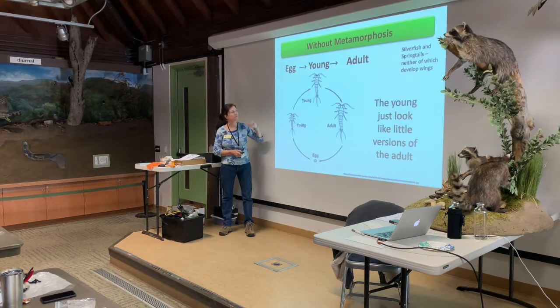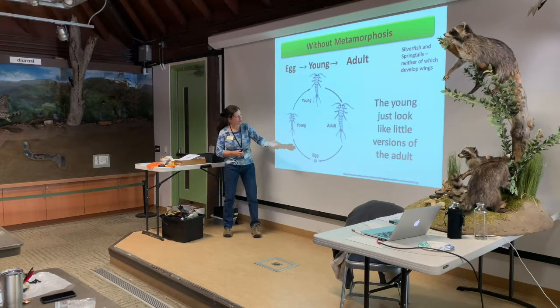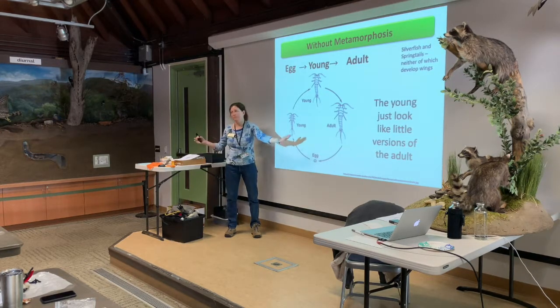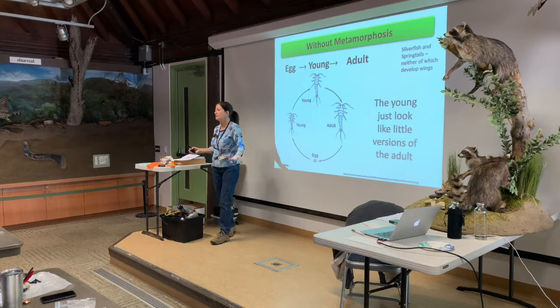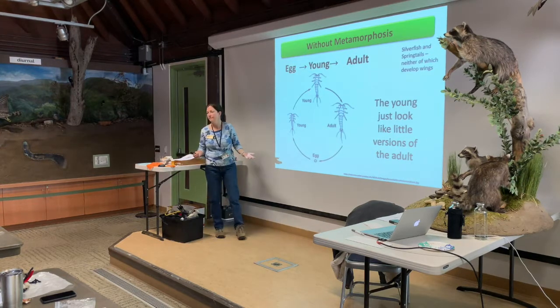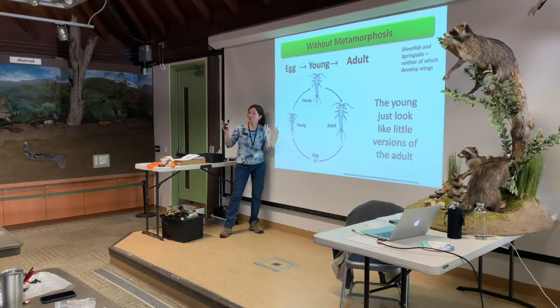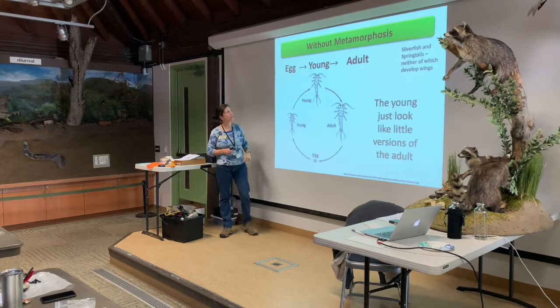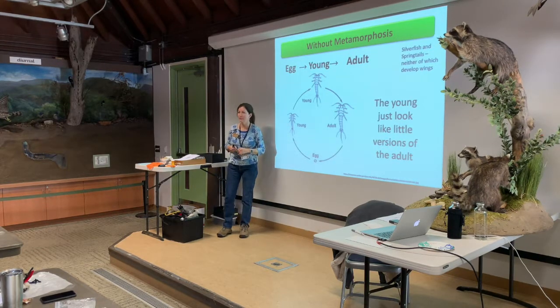Silverfish. Silverfish, very primitive type of insect. They start out as an egg, and then they're like a teeny little silverfish, and then they grow to an adult. And they pretty much look identical, just a little difference in size. And this is one of the exceptions to the wings. Silverfish don't have wings. You'll often see those running around in your house.